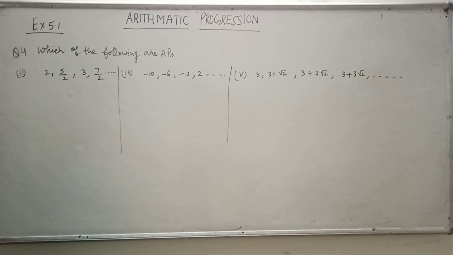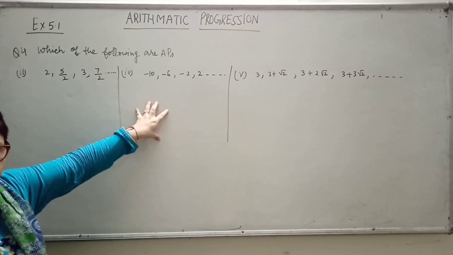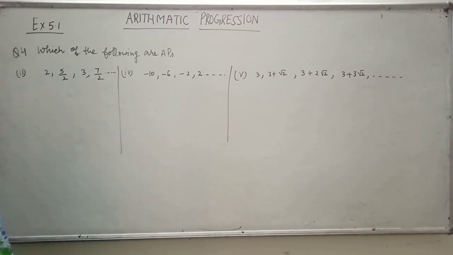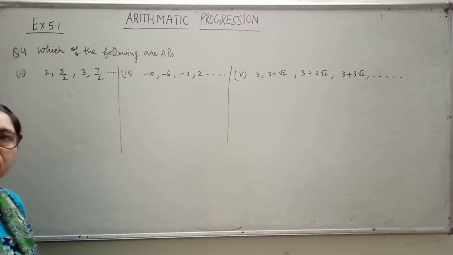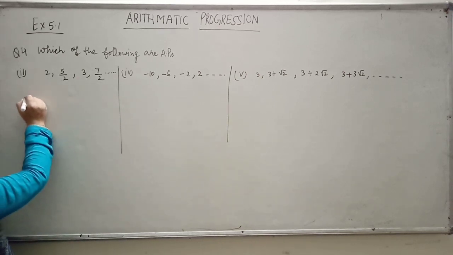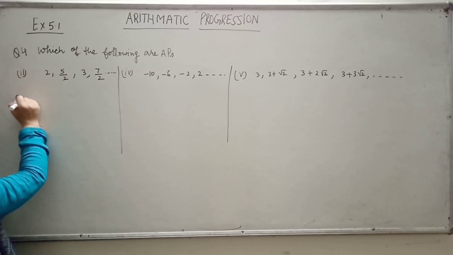And students, in question number 4, we have been given different sequences, with different sets of numbers in different parts, and we are to check whether these are APs or not. If it's an AP, then you are to find out the first term and the common difference. So let us start with the first. This is A2 minus A1.